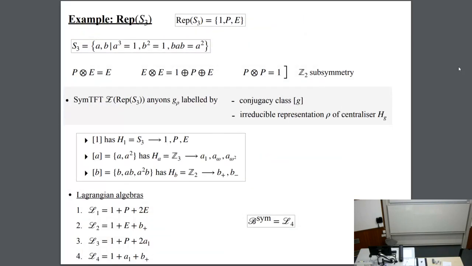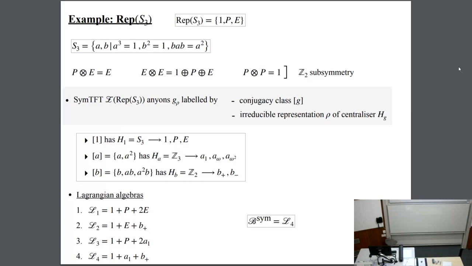So let me go back to the example that Laksha mentioned. The non-invertible symmetry Rep S3. This is given by the representations of the permutation group of 3 elements. And I'm using, thankfully, the same notation as Laksha. So E is the non-invertible symmetry, and P is the Z2 subsymmetry here.